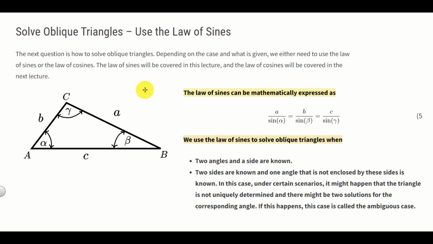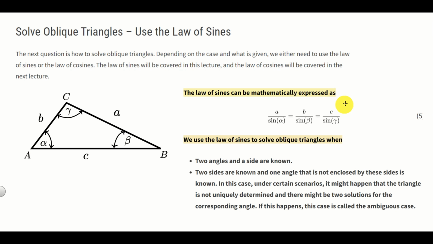From a mathematical point of view, the law of sines can be expressed by this equation. To understand this equation, let us closely examine this oblique triangle. The lengths of the sides of this triangle are A, B, and C, and the acute angles are alpha, beta, and gamma. We have that A over sine alpha is equal to B over sine beta, which is equal to C over sine gamma.